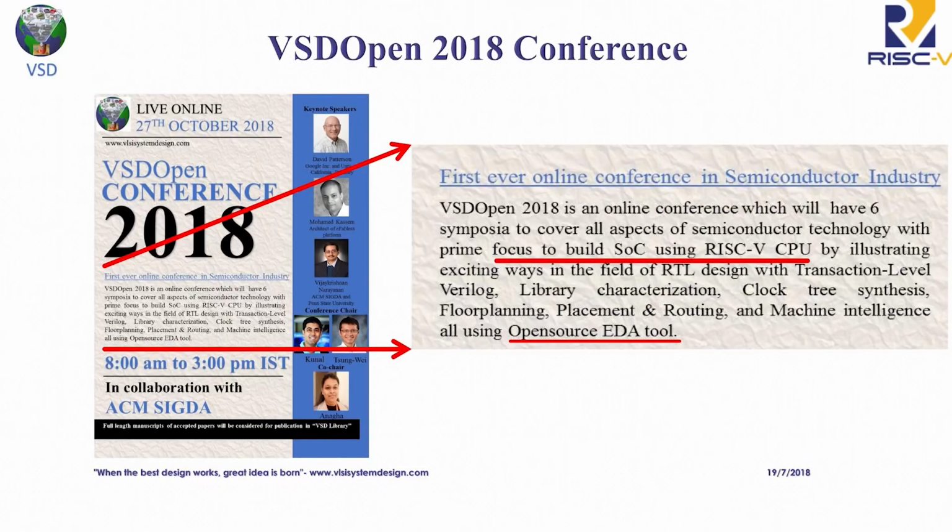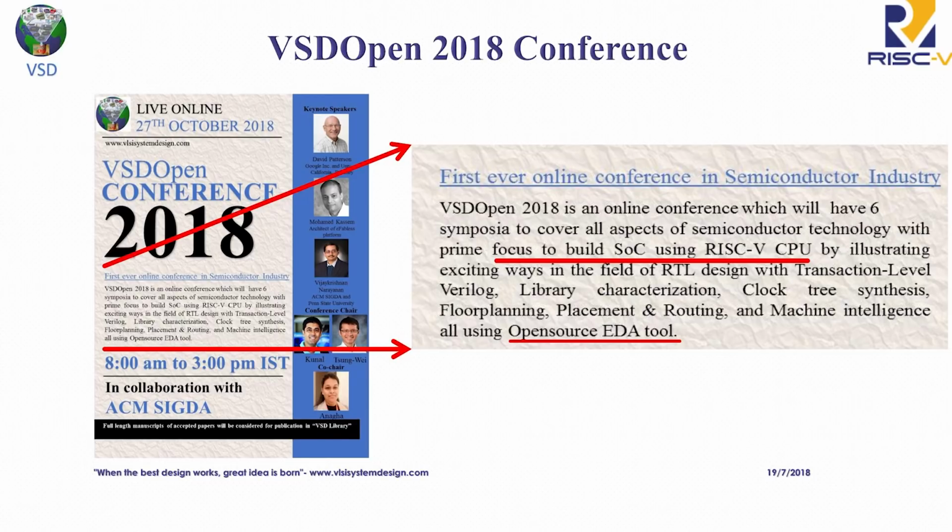To take this technology ahead, we have planned one workshop, one conference. I think it is one of the first ever online conferences in the semiconductor industry. All the conferences in semiconductors happen mostly at locations in California, the Bay Area, or the areas where you have all those industries. This is the only conference which will be live online, where you can join from wherever you are and display your work done in the field of RISC-V CPU core.